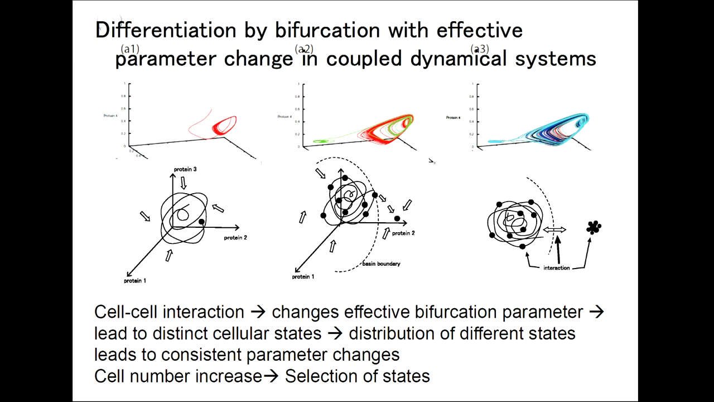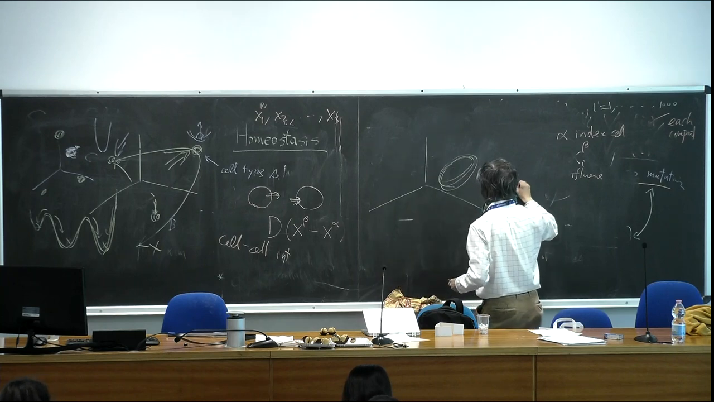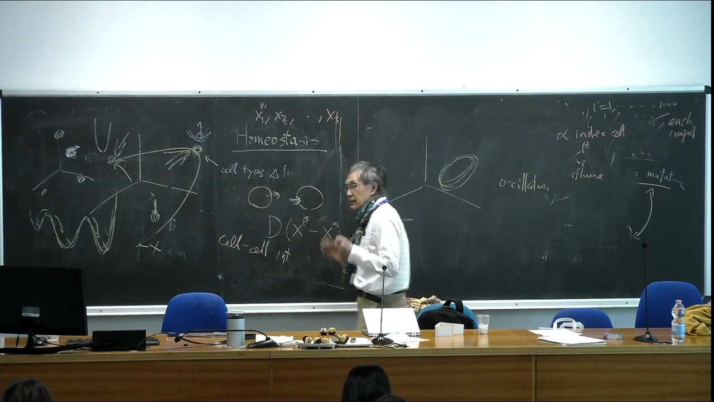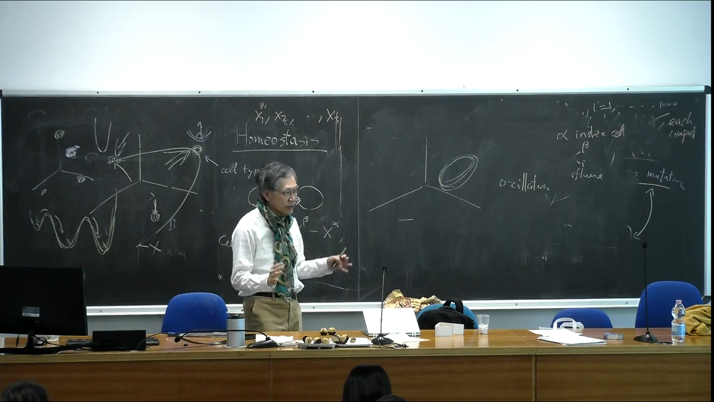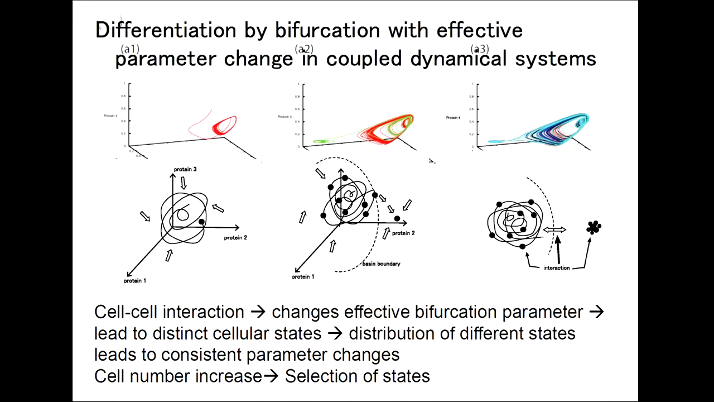But anyway, in this case, what is seen here is that the initial cell type is in an oscillation state, and this is an attractor as a single cell. And the cell divides into two. And then maybe after division, the phase of oscillation is not identical, it becomes different, due to this cell-cell interaction.